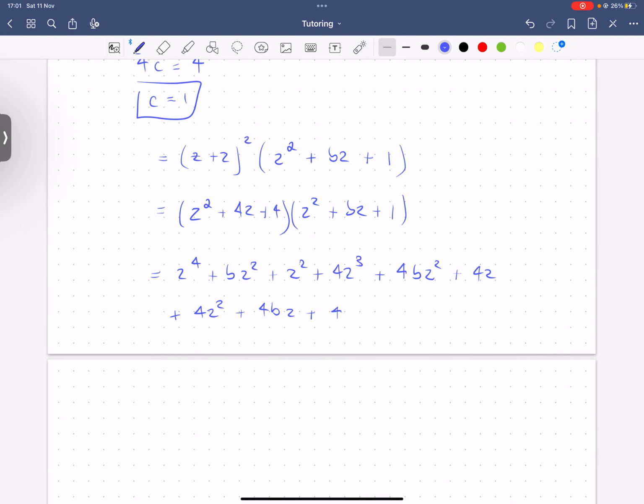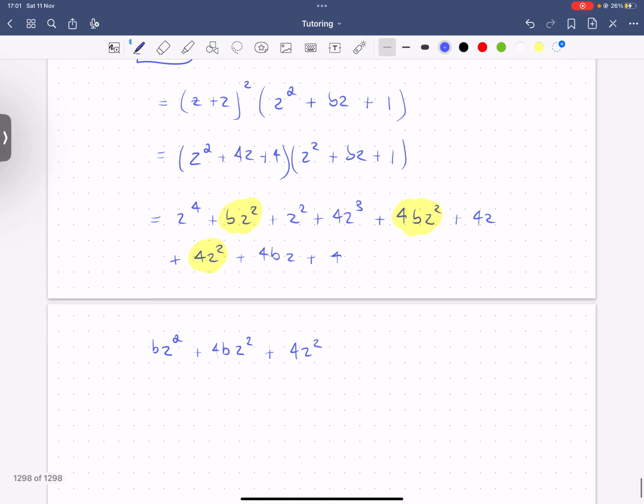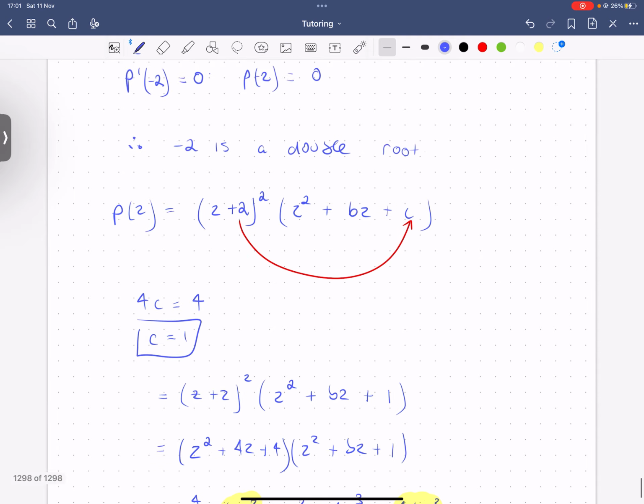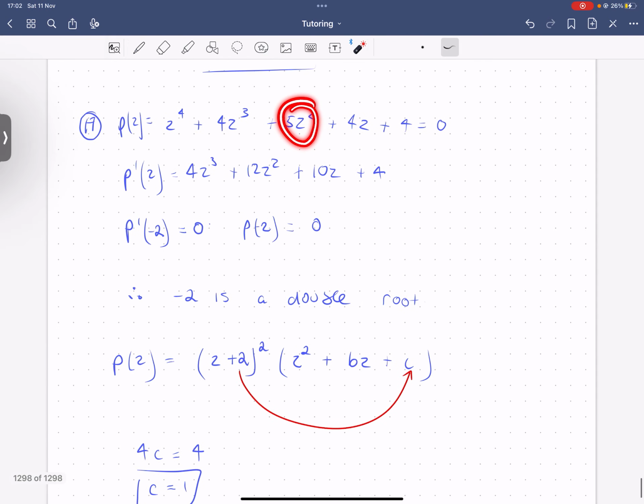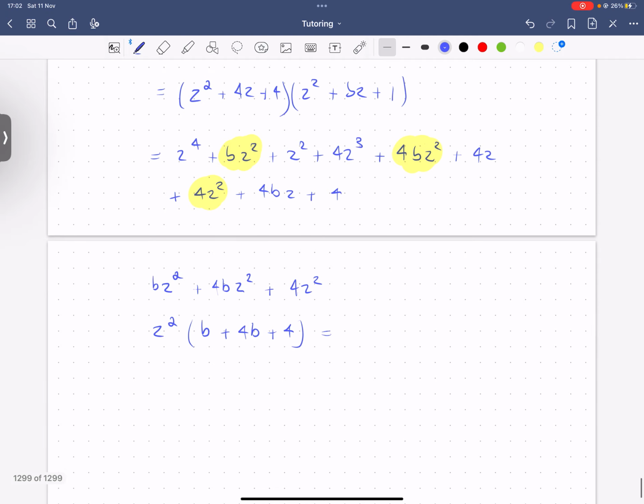We might have a look at our z squared terms. So we've got a z squared here, a z squared here, and a z squared here. So bz squared plus 4bz squared plus 4z squared. Well, if we take out the z squared it's going to be b plus 4b plus 4. And that has to equal the coefficient of z squared in the original equation, which was 5.